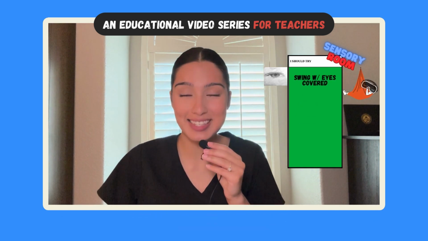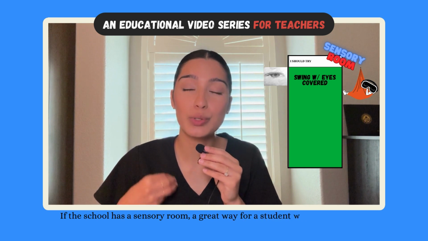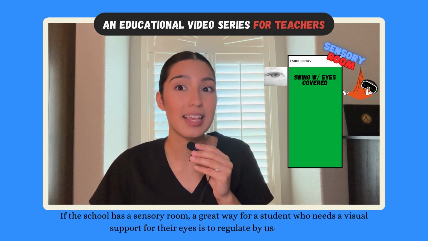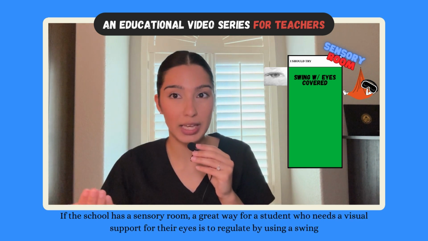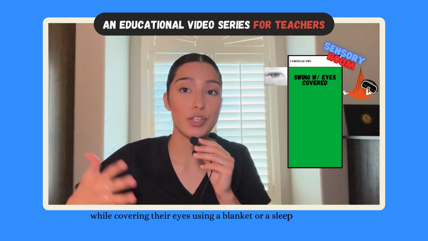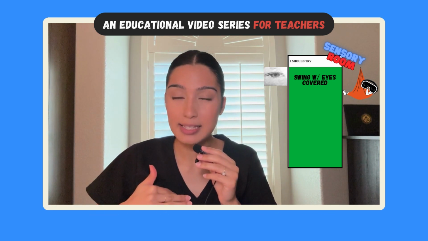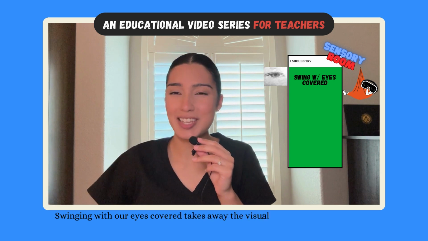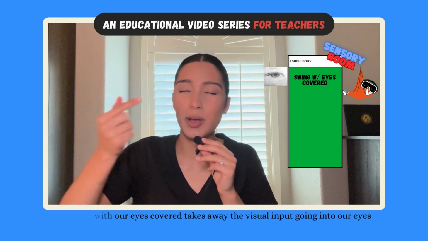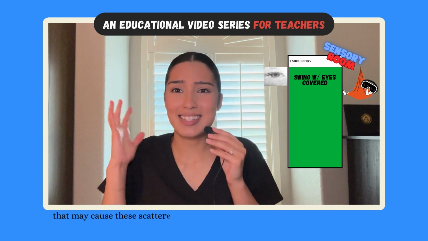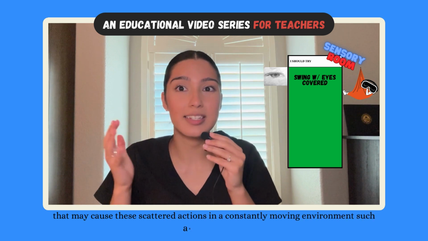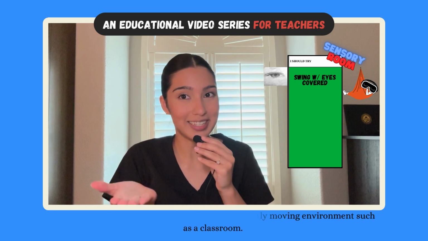If your school has a sensory room, a great way for a student who needs a visual support for their eyes is to regulate by using a swing, while covering their eyes using a blanket or a sleep type mask. Swinging with our eyes covered takes away the visual input going into our eyes that may cause these scattered actions in a constantly moving environment, such as a classroom.